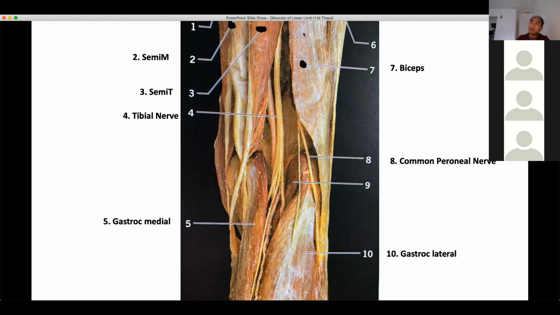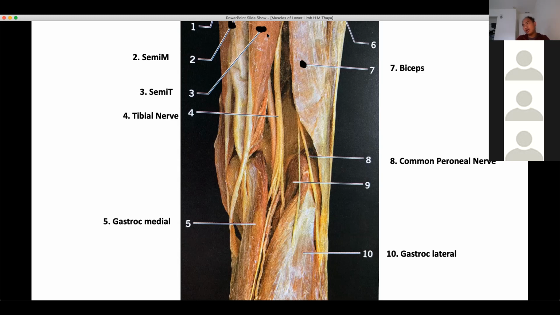And you can see the biceps femoris coming from the ischial tuberosity and going laterally, and the semitendinosus and semimembranosus. Let's try to remember: semimembranosus, M is on the medial and T is more on the lateral aspect, but they are both running to the medial aspect of the knee.